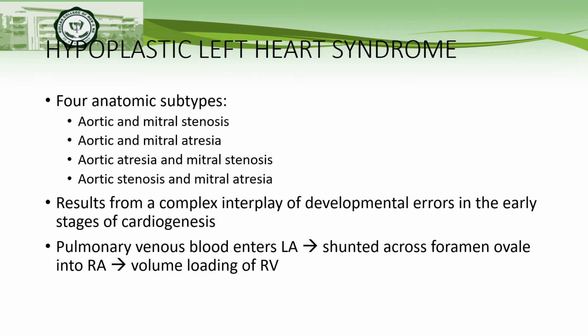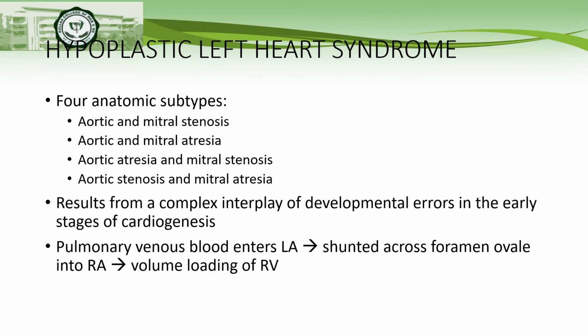So, there are four anatomic subtypes: aortic and mitral stenosis, aortic atresia and mitral stenosis, and aortic stenosis and mitral atresia. Aortic atresia tends to be associated with more severe degrees of hypoplasia of the ascending aorta than does aortic stenosis. HLHS invariably results from a complex interplay of developmental errors in the early stages of cardiogenesis.